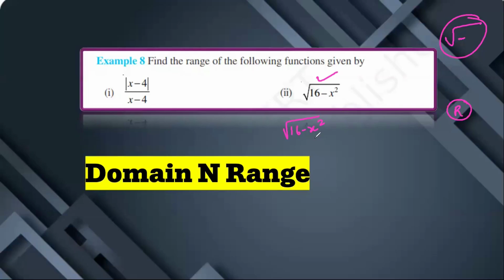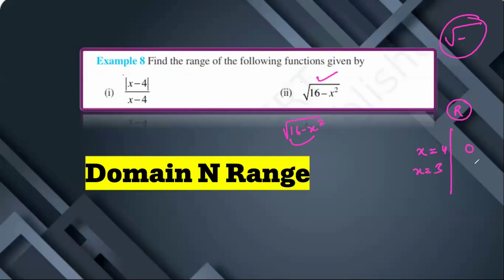Let's say I'm putting 5 as the input. So 5 square is 25, and 16 minus 25 is negative 9. Negative 9 will not work. So I have to take those values of x which give me a positive value or 0. When I put x equals 4, 4 square is 16, and 16 minus 16 is 0. So I'll get a 0 value.